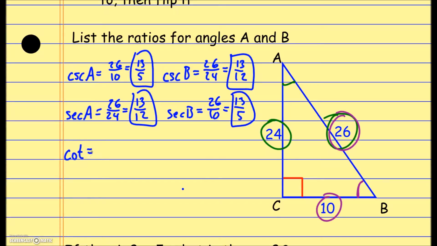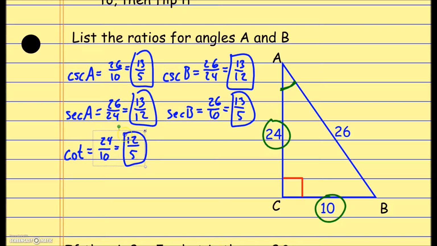So the cotangent, again, if I start off with something like A, I'm looking at angle A, tangent would be opposite over adjacent, so it would be 10 over 24. So cotangent is just that flipped. It's going to be adjacent over opposite, so it's going to be the 24 over 10. All right, and when I simplify, it's just 12 over 5.